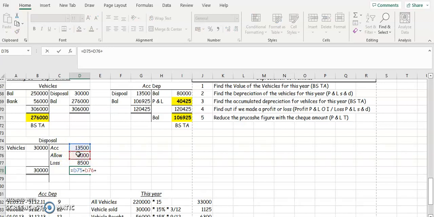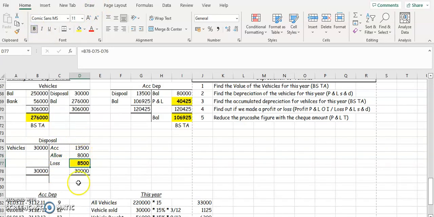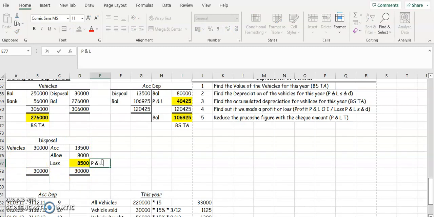So the easiest way to try to remember this is how much the car is worth. So it's worth 30,000. How much did we get for it? We got the cumulative depreciation 13,500, the allowance of 8,000, so it's 21,000 is what it was worth. The value of it was 30,000, so we made a loss of 8,500. Remember, your loss will be on the credit side, your profit will be on the debit side.